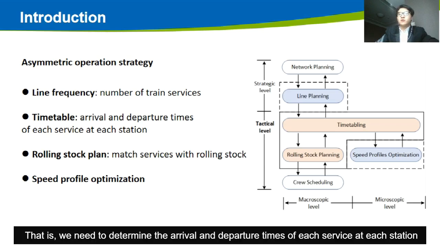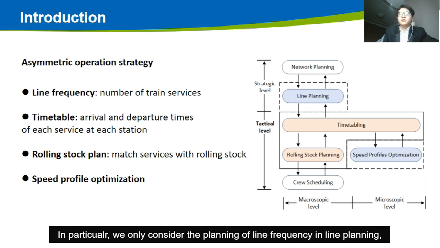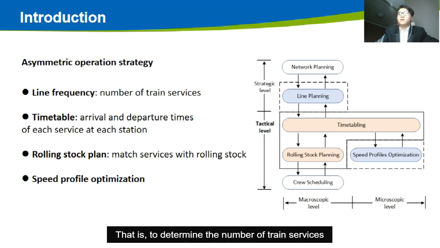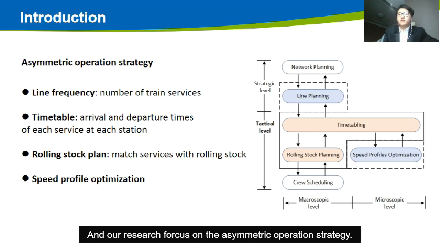That is, we need to determine the arrival and departure times of each service at each station, and we need to match all services with rolling stock. We also consider some aspects of the line planning and the computation of train speed profiles. In particular, we only consider the planning of line frequency in the line planning, that is, to determine the number of train services. For simplicity, we next use operation strategy to represent the combination of the 4 procedures, and our research focuses on the asymmetric operation strategy.